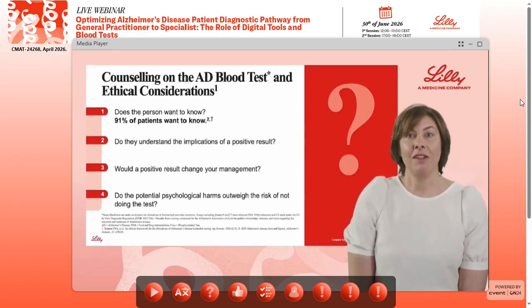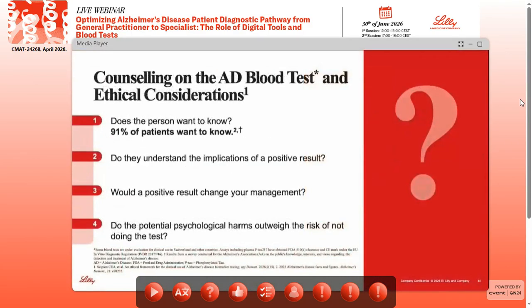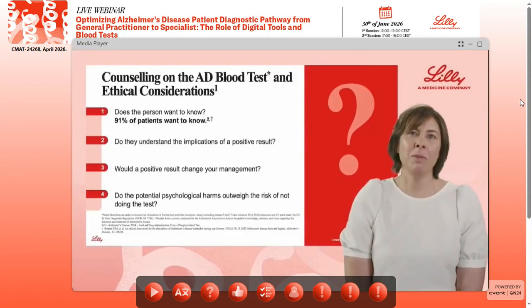People often remark that there are ethical considerations to think about with these tests, and that is absolutely the case. But in my experience, and actually in the evidence, we know that people do want to know what's wrong with them. They do want a more precise diagnosis. We have to know, though, when we're counselling people on these tests, do they understand what the implications are of a positive result? What would a positive result mean for that person?